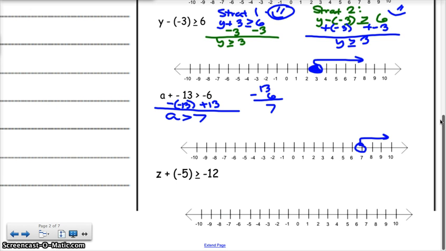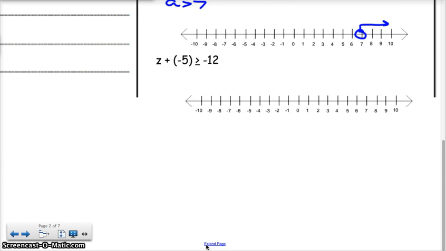Okay. Z plus a negative 5. How do I move that negative 5? I have to subtract that negative 5 because my operation says to add. Yep, so when you subtract a negative, it's really what you're adding. So I am subtracting this negative 5. When I subtract that negative, it's really adding.